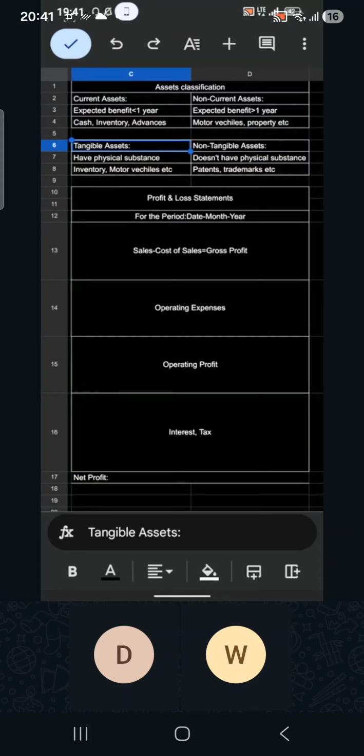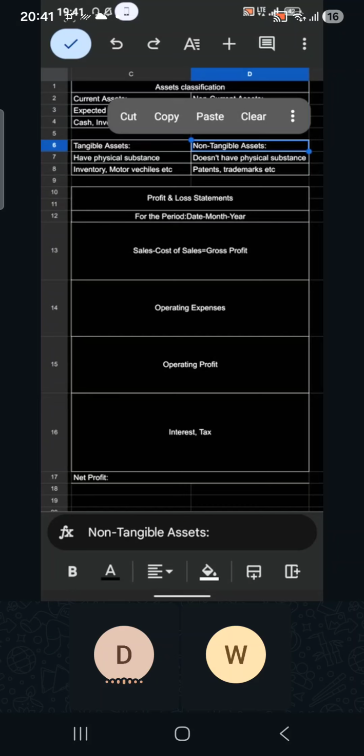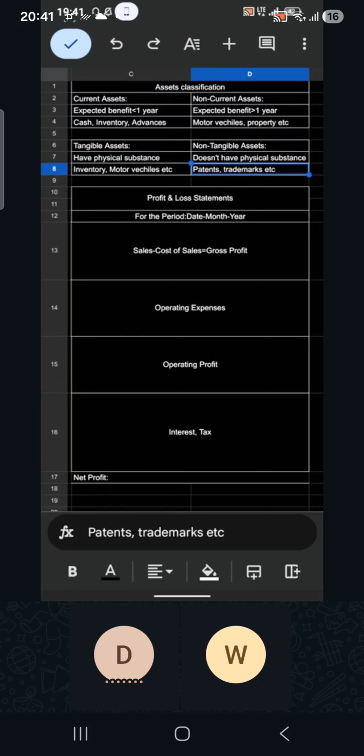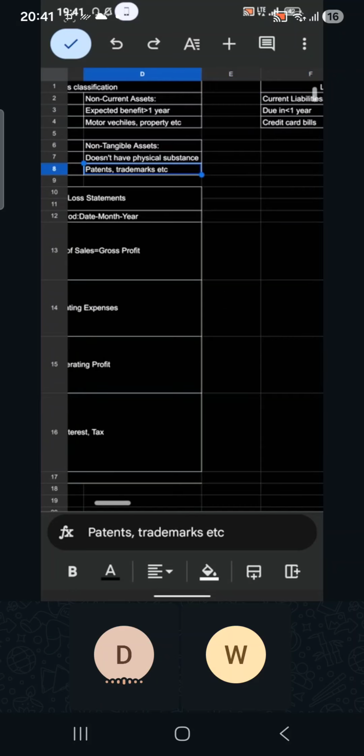And then there's tangible assets, things that have physical substance, that actually physically exist, like inventory, motor vehicles, buildings. And then there's non-tangible assets, which don't have a physical substance. Basically things like trademarks, patents, and stuff.